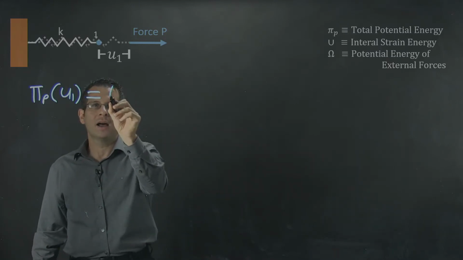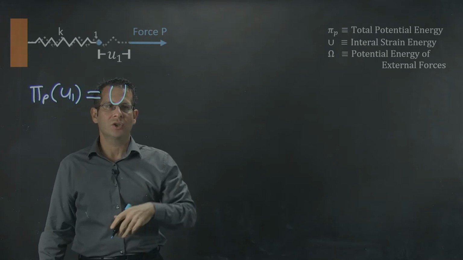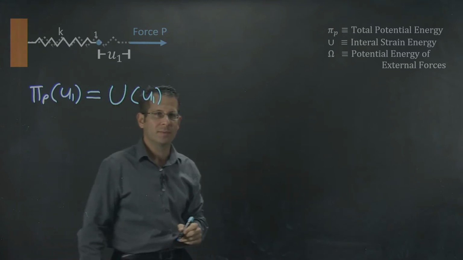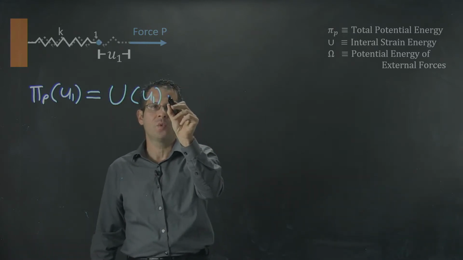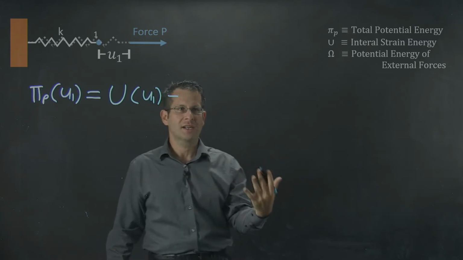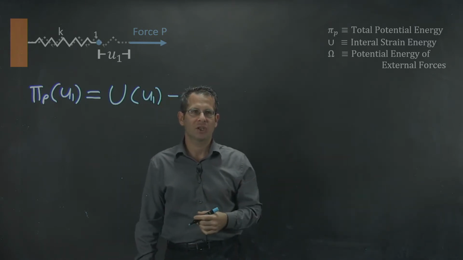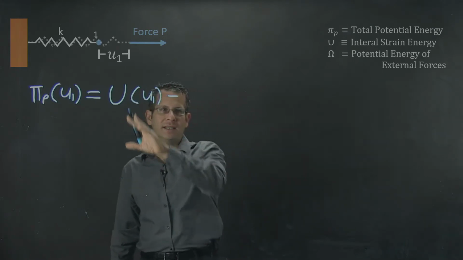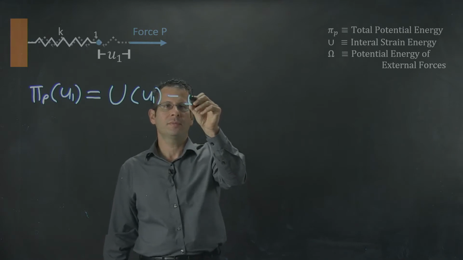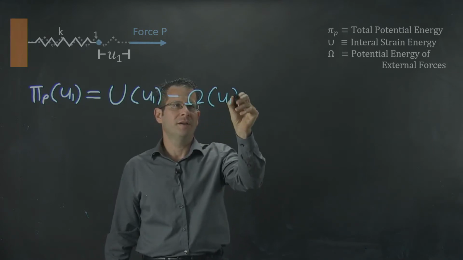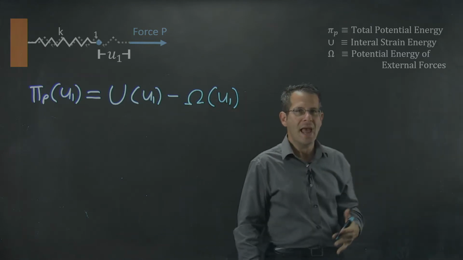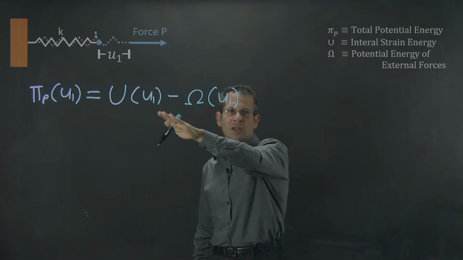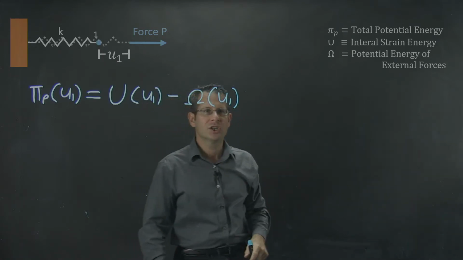So the total internal strain energy in the system as a function of my displacements. Again, I only have one displacement. And I'll explain later why there's a minus sign. But I will subtract off essentially the lost potential energy due to external forces being used to create this internal strain energy, also as a function of my displacements. All right? So now that we have this form, let's look at each one of these components separately. Let's first look at the internal strain energy stored in the system.